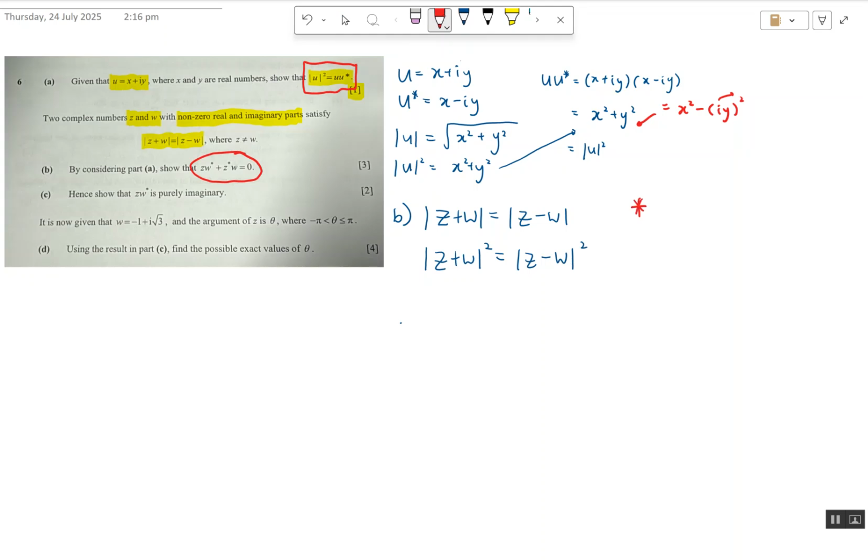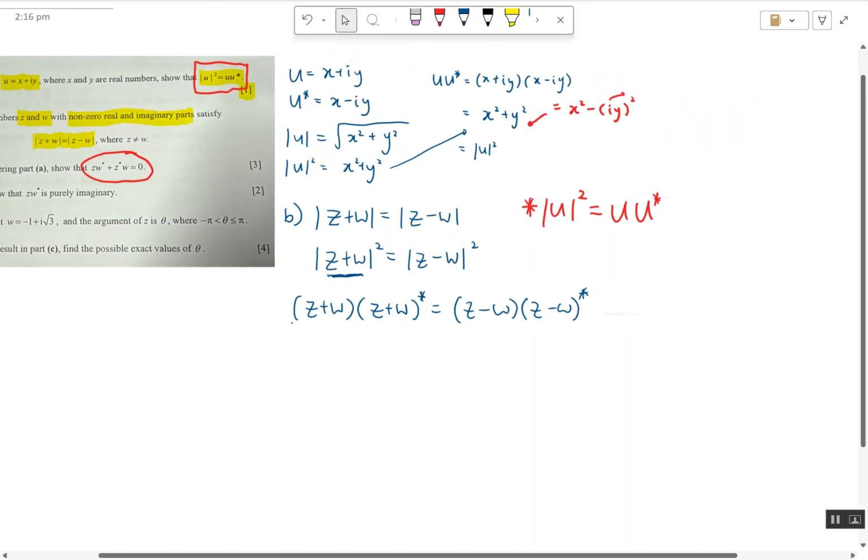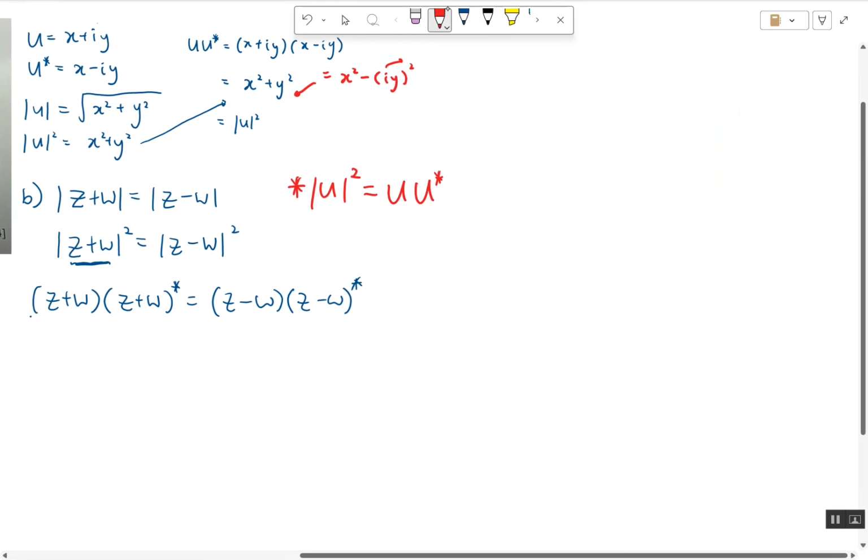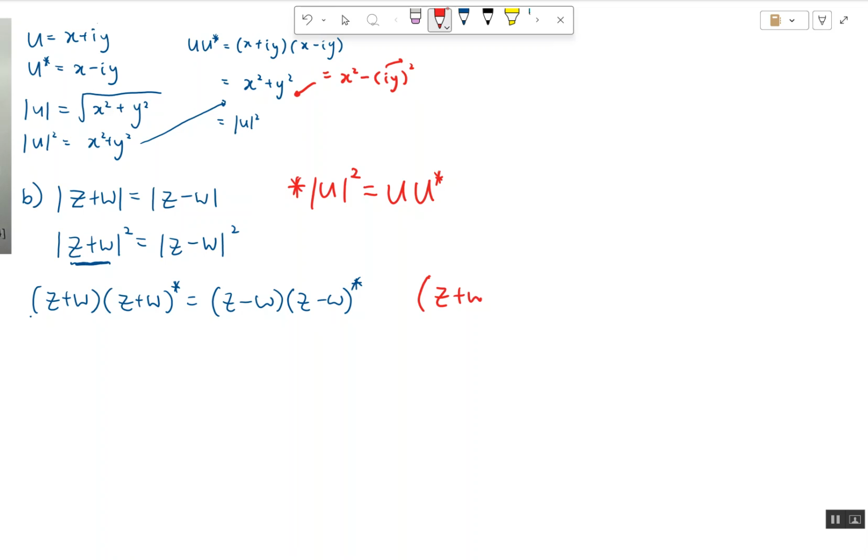So remember, in the first part, you have shown that the modulus of any complex number squared is just going to be x squared plus y squared, which is the complex number multiplied by its conjugate. When I do this, the next thing I can say is, this guy inside here is my u now. z plus w multiplied by (z plus w) star is equal to z minus w multiplied by (z minus w) star. This is what you are going to do for the next step. And another property of complex numbers is that if I have (z plus w) star, this is the only time where my star can go in, equal to z star plus w star.